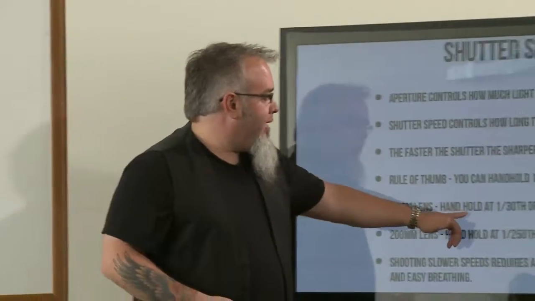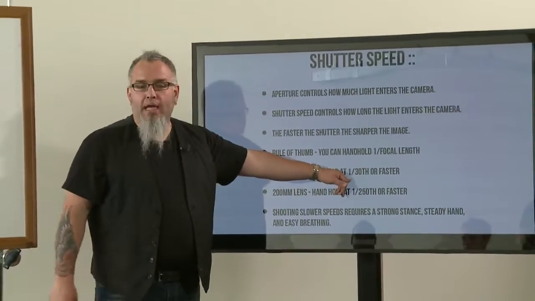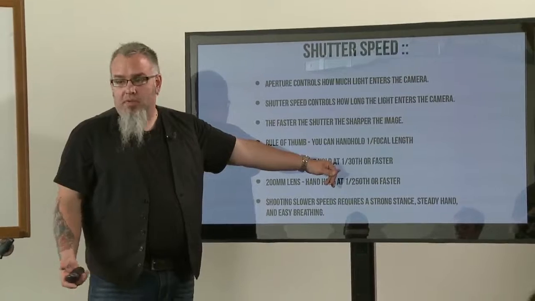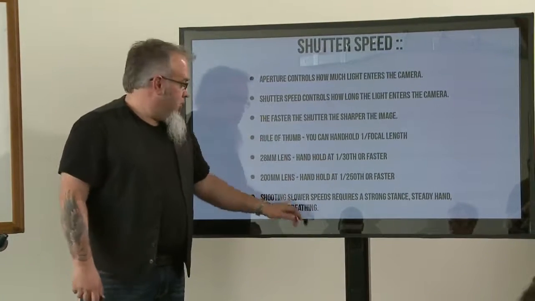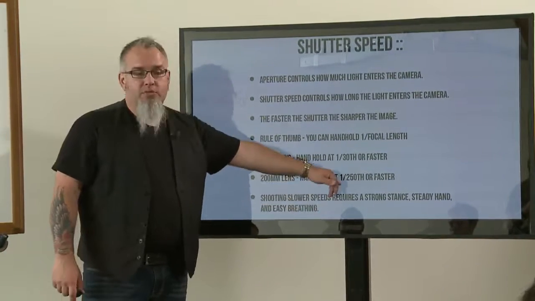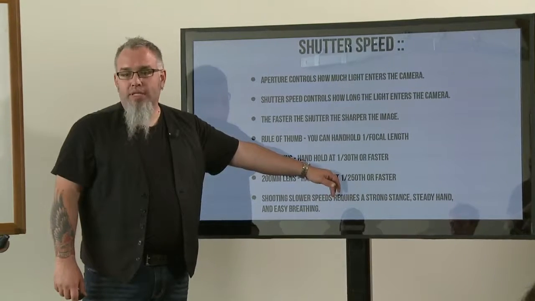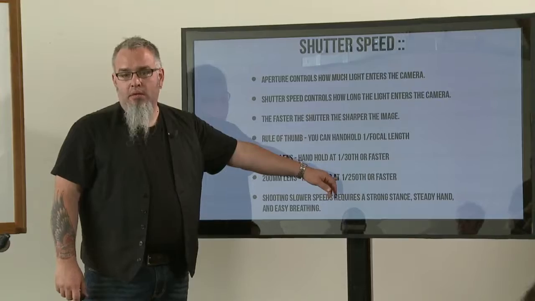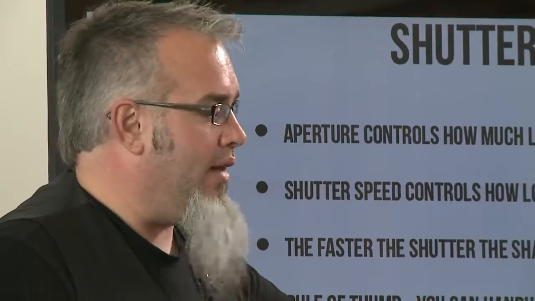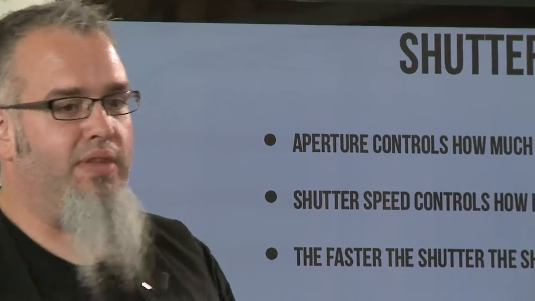So a 28 millimeter lens, I'll handhold that at 30th of a second or faster and not really think much about it. When I go to a 200 millimeter lens, I'm trying to get my shutter speed to 250th of a second. I really don't want to be below that. And I know myself, a big heavy lens like that, at 250th, I got it. You can still get a little motion blur at 250th of a second with a 200 millimeter lens. If you're at 1,000th of a second, you're golden.